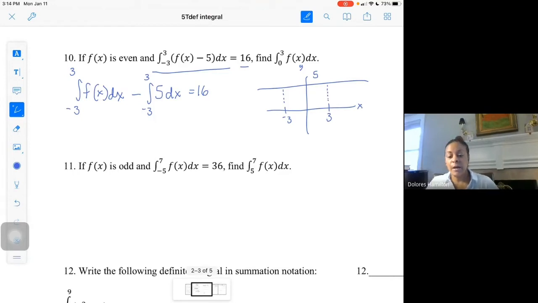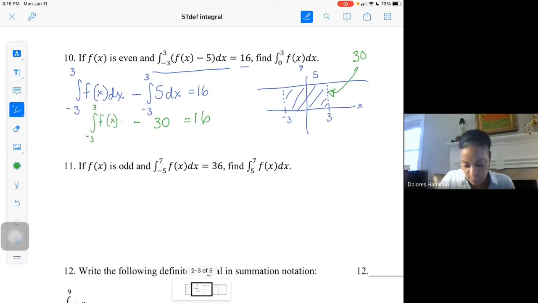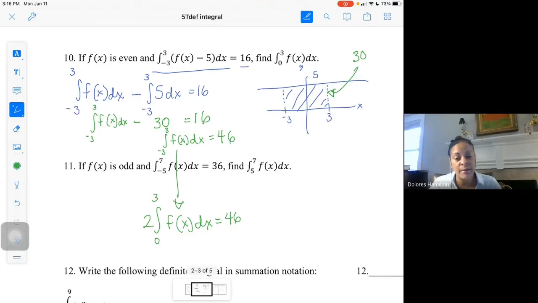So we know that area is going to be the area under this curve. So the height is 5. My width here is 6. So this area is 30. And now I have this information, so I can add 30 over to the other side, and I get that that's 46. And because I know my function is even and I want to find the integral from 0 to 3, that's going to be twice the definite integral from 0 to 3 of f of x, which then leaves me with 23.